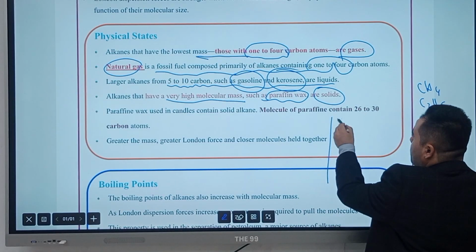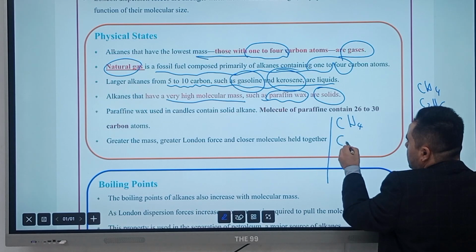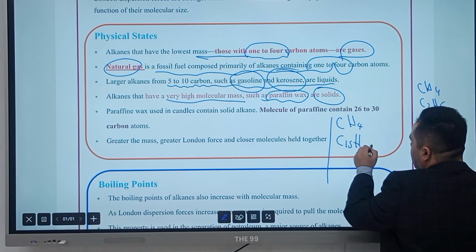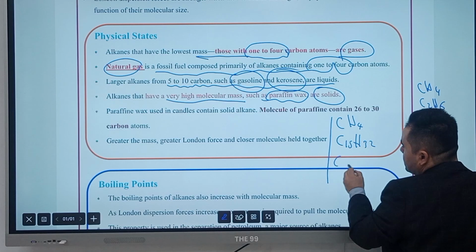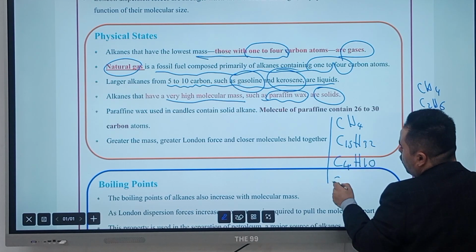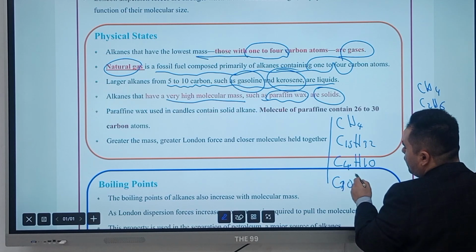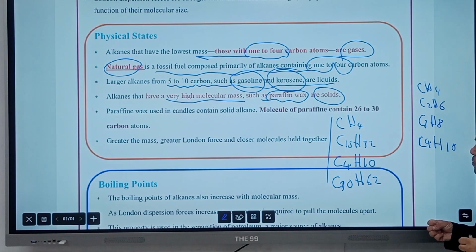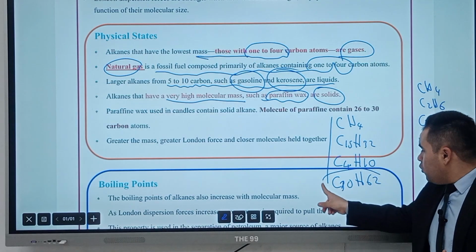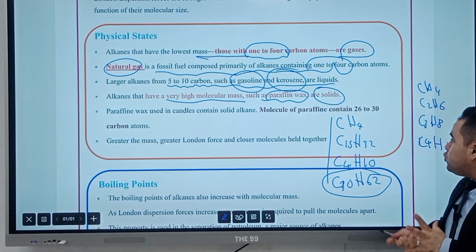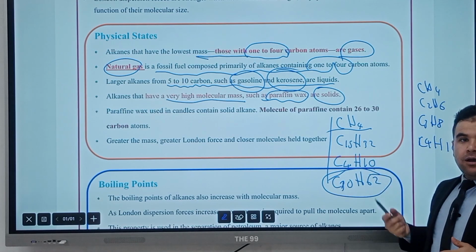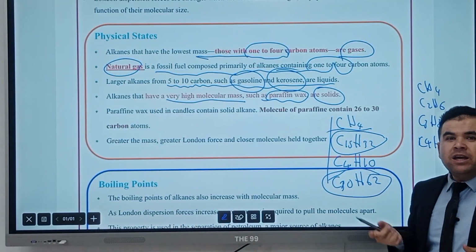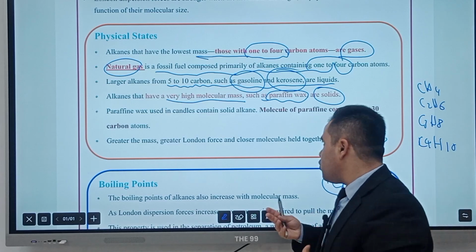And there should be such examples, guys: CH4, C15H32, C4H10, or for example, C30H62. Which one has the most possibility to be solid? Of course, the one with the higher molecular mass. Which one is gas? These two are gases, and this is almost in the range of the semi-solids. It's liquid and solids.